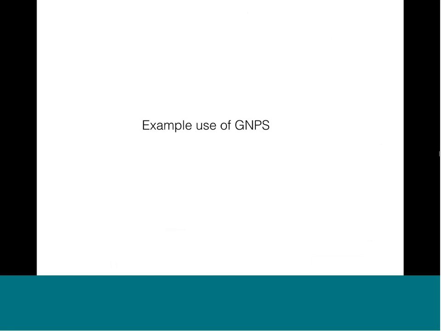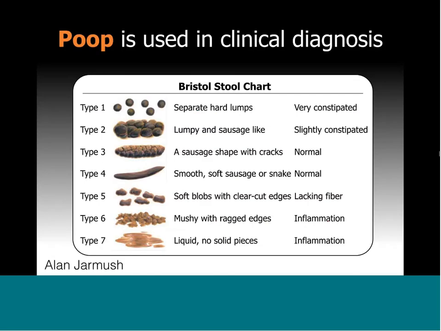So finally, I want to leave you, for the last 2 or 3 minutes, highlighting an example of the use of GMPS and the scale with which it can be done. This is a project done by my postdoc, Alan Jarmusch. He's been interested in using mass spectrometry for clinical diagnostics. And one of the areas he's interested in is using fecal samples as a way to do clinical diagnostics.